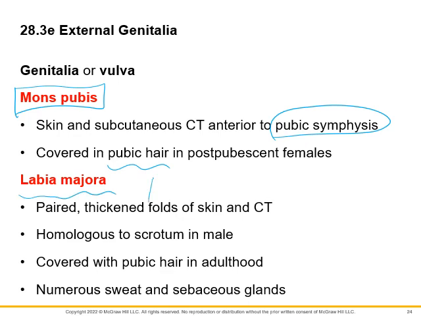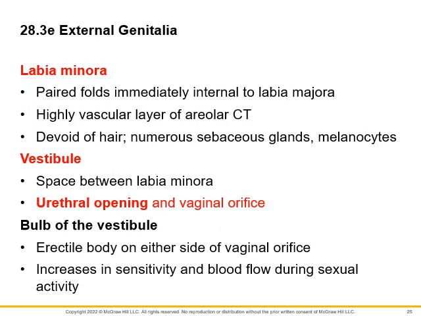Labia majora, this is the thicker outer fold. It is homologous to the scrotum in the male. It is covered also in pubic hair, and there are lots of sweat glands and sebaceous glands in the labia majora. The internal folds are called the labia minora. These are highly vascular. There is no hair. Again, lots of sebaceous glands, melanocytes. They mentioned this, you can have moles on external genitalia, right?